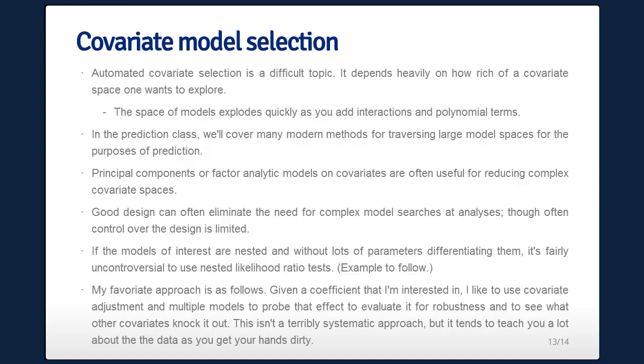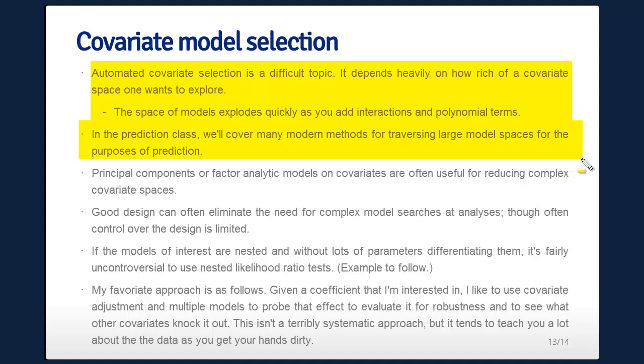Okay, so covariate selection. I'm not going to talk too much about it because we have an entire class on machine learning, and that's the modern way to think about it. Automated covariate selection is a difficult topic, and it depends on how rich a covariate space you want to explore. Even with small numbers of regressors, the space of models explodes quickly as you add interactions and polynomial terms. In your prediction class, you'll cover many methods for traversing very large model spaces for the purposes of prediction.